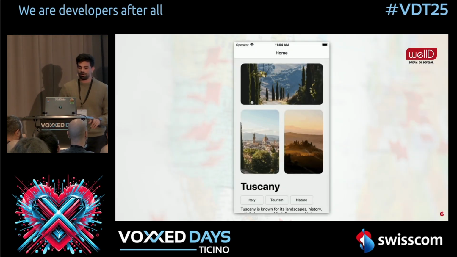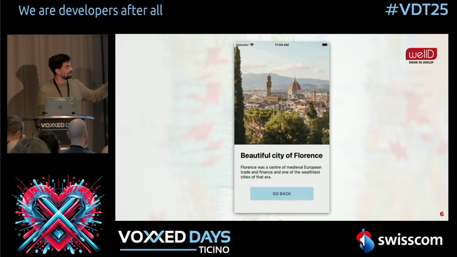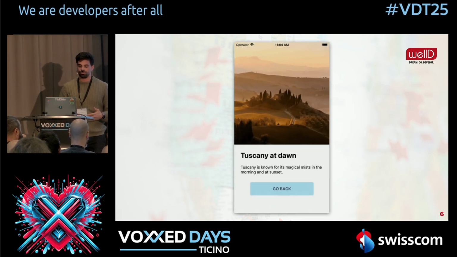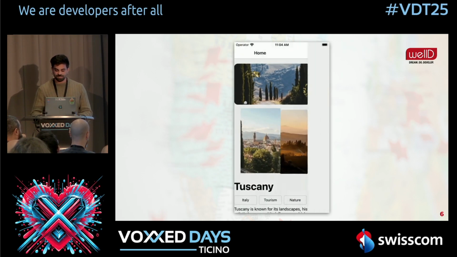Let's take a look at an example here. Here we have a gallery of images. If the user taps on an image, he gets redirected to the detail of the page. And if he navigates back, the image repositions itself where it was before. So why is this useful?